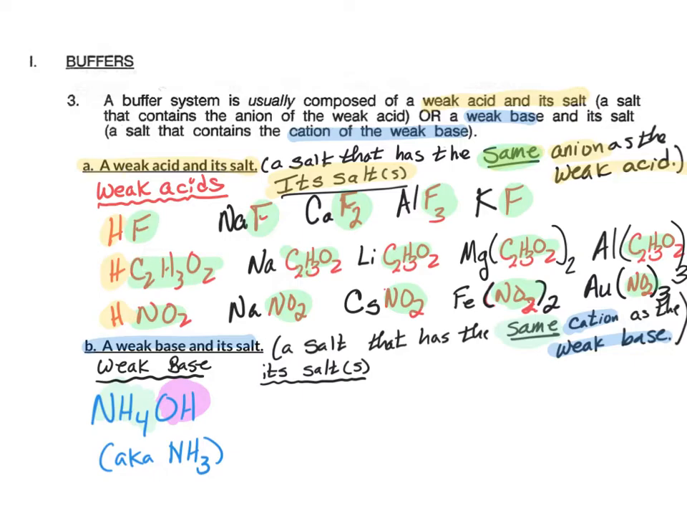We could have ammonium chloride. We could have ammonium fluoride. We could have ammonium sulfide. All of those would make good buffers with ammonium hydroxide. And that is because there's both the weak base and its salt present.